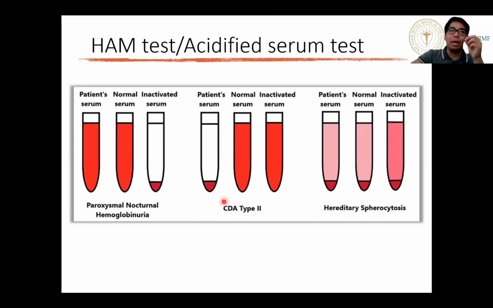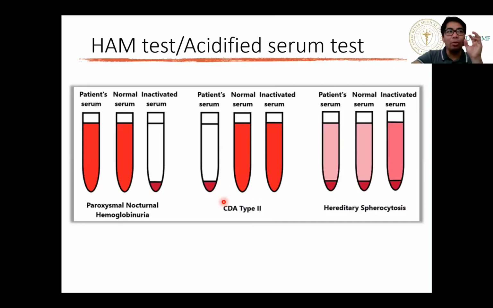Okay, congenital dyserythropoietic anemia. The problem with CDA is the development of the red blood cell. It is a genetic problem wherein the nucleus of a maturing red blood cell is impaired. There's an abnormal nuclear development. It may exhibit binucleated or multinucleated red cells.